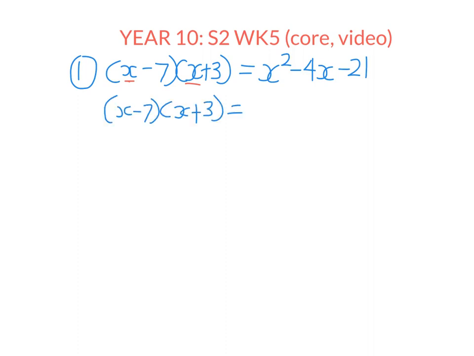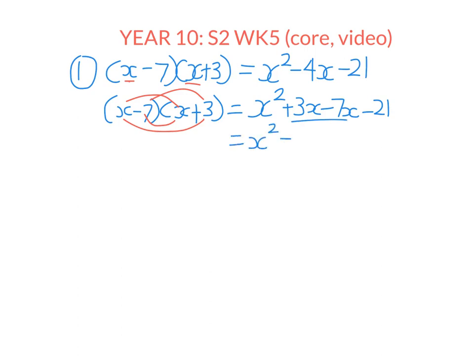We could also arrive at the same answer using FOIL. So if I take this expression and use FOIL, remember the acronym F means first, so I go x times x, which is x squared. O is outside, so that would be x times positive 3. I for insides, minus 7 times x. And then L means last. So the thing occurring last in each bracket is minus 7 times positive 3, which gives minus 21. So these are the like terms here. So 3x minus 7x gives you minus 4x, and you can see we have the same answer whichever way we do it. Obviously the first way is quicker, but you can choose which way works for you.